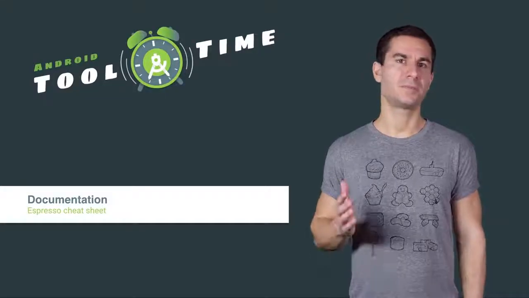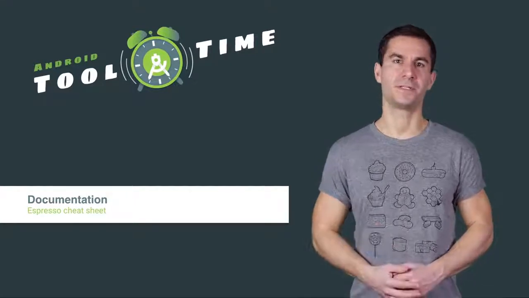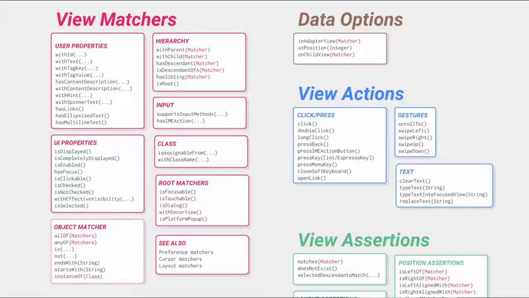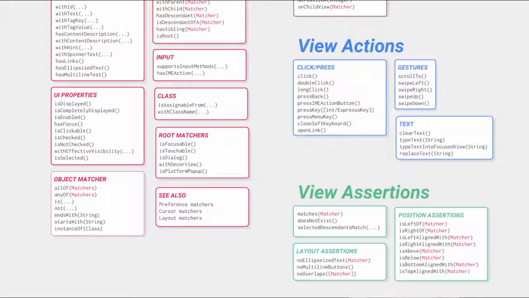As you can see, the Espresso Test Recorder is very simple to use, but it does come with some limitations. As of Android Studio 2.3, only a few most common assertions are available through the Recorder UI. So if you need anything more complicated than that, you will need to edit the generated code by hand.